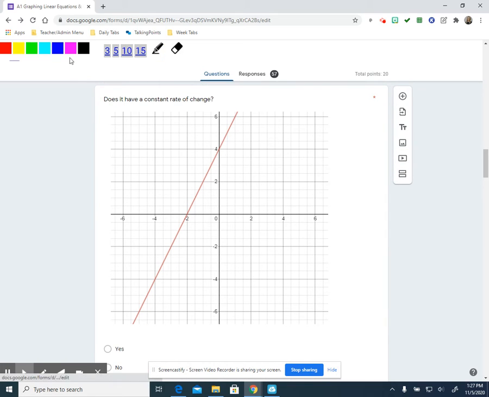Does this have a constant rate of change? Well, let's see if the slope is the same. It makes a linear line, okay? It makes a line, it makes a function, so it should be a constant rate of change. And it does, up 2 over 1, up 2 over 1, up 2 over 1. It is a constant rate of change.